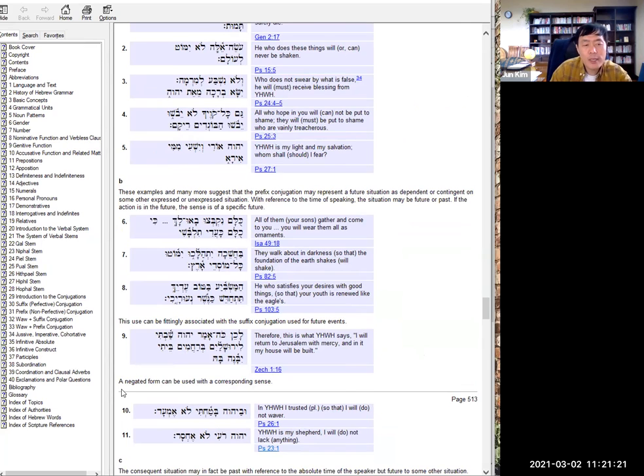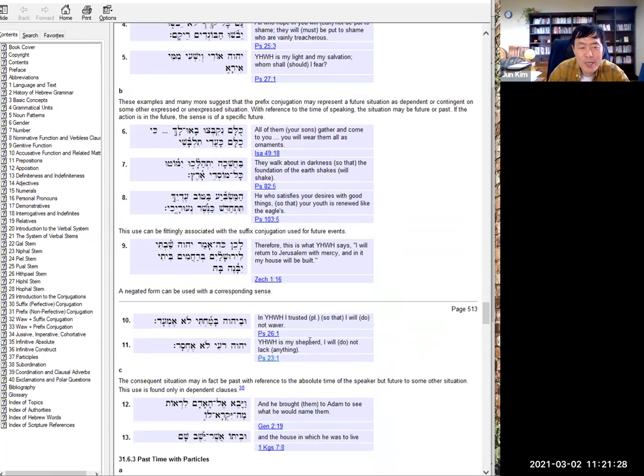And then the more negated form can be used with a corresponding sense. So now it deals with consequence. Now, when we translate the word aksar, which means "are we not led," it's not simply "are we not led," but it deals with the consequence. So now, this one is the idea of what has happened.